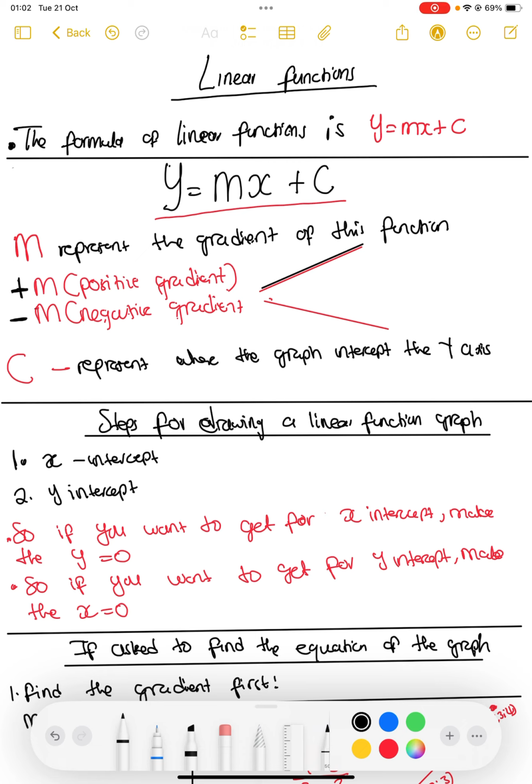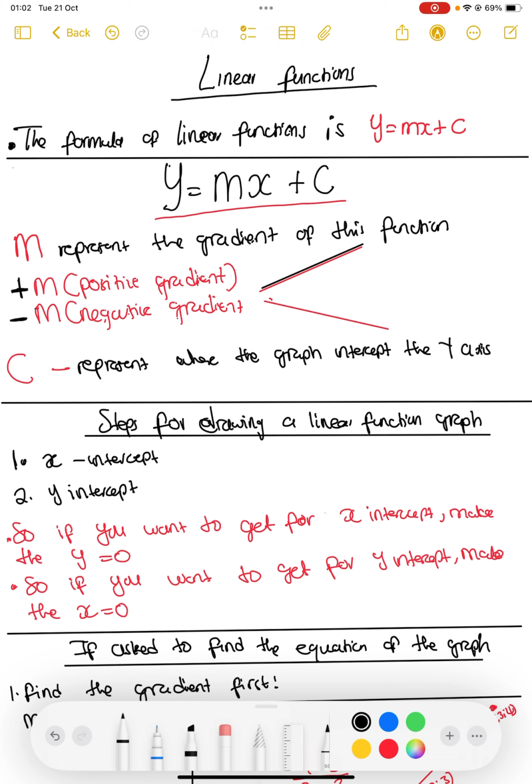So guys, when m is positive, as you can see from the line that I just drew here, it starts from down going upward like that. When m is a negative gradient, it always starts from up going down. The c in the equation represents where the linear function intercepts the y-axis.